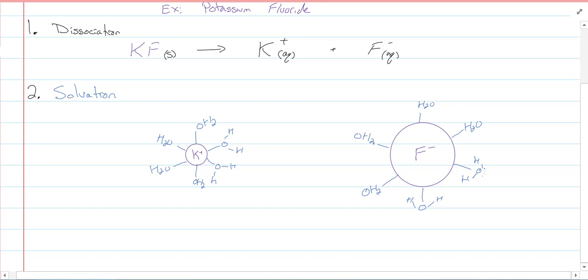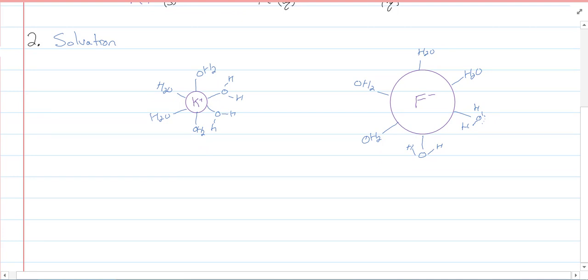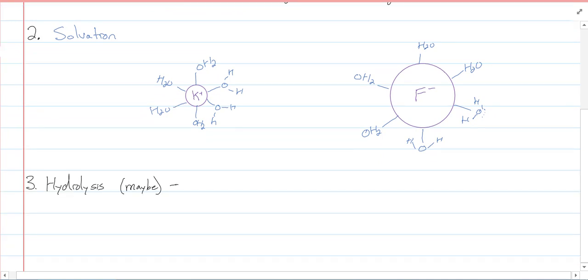So this would be the inner solvation sphere, and then water hydrogen bonds around to make a second solvation sphere and whatnot. But the first thing that happens is that this ionic compound will be dissociating, then be solvated, surrounded by water, and then maybe hydrolysis. So hydrolysis is a reaction with water to generate hydronium or hydroxide ions.